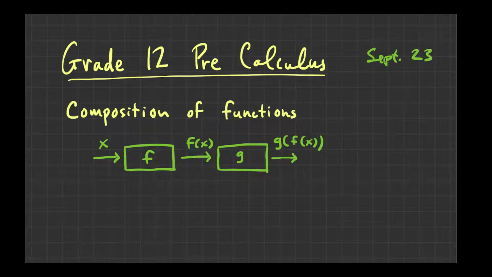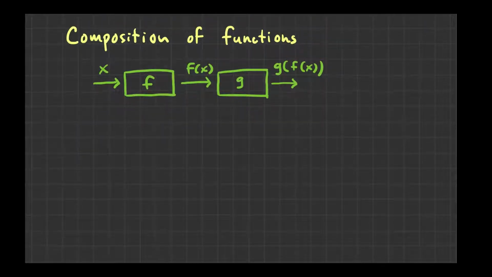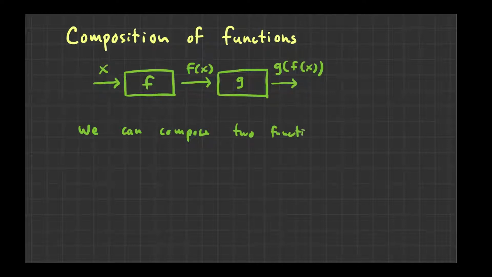Another way that we can combine functions is with this idea of composing them. The composition of functions is where you take a function of another function. So it's one more way of combining them. The composition of a function is written like this. We can compose two functions f and g in the following way.